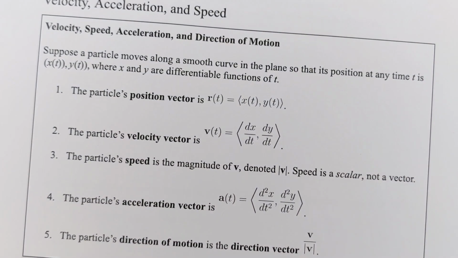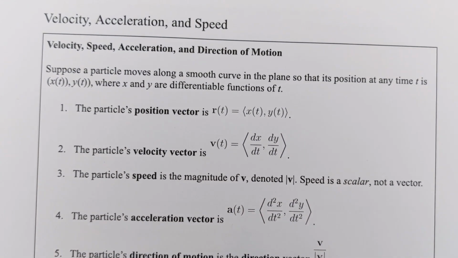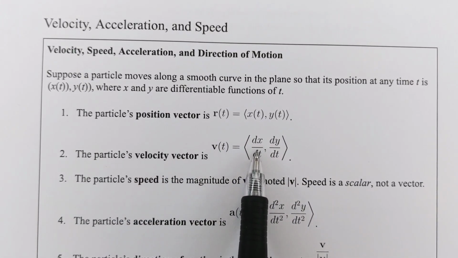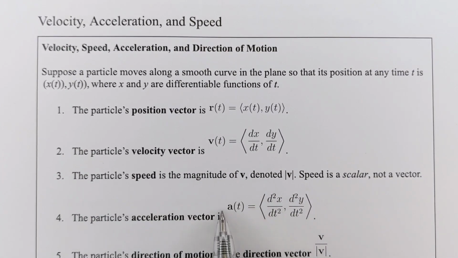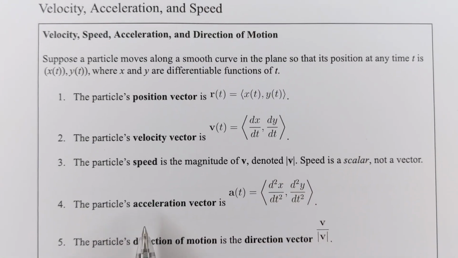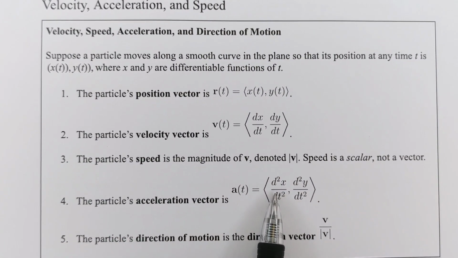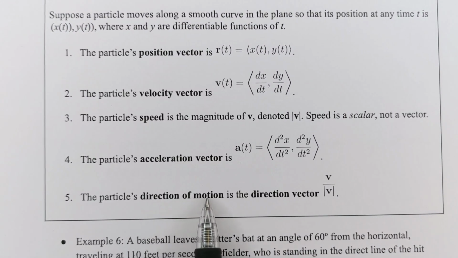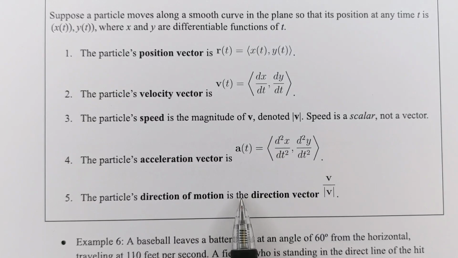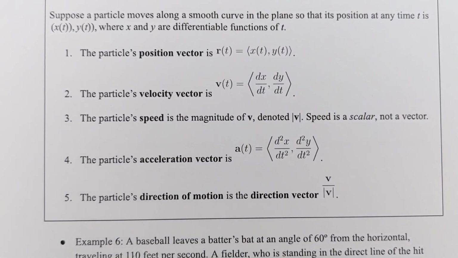All right, so velocity, acceleration, and speed. Position, velocity is the derivative, speed is the magnitude. So speed is a scalar, not a vector. The particle's acceleration vector is the second derivative. The particle's direction of motion is the direction vector. So there you go.